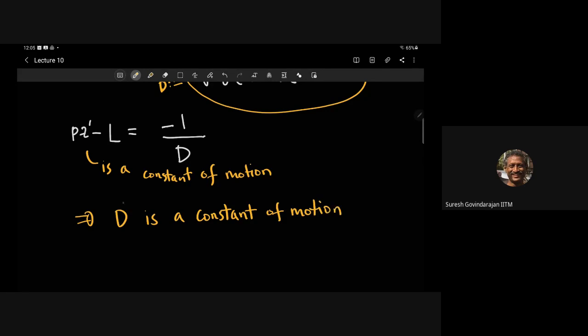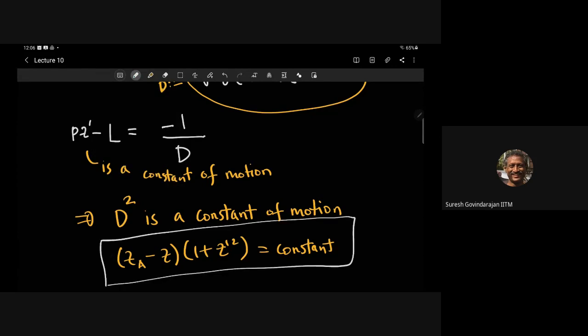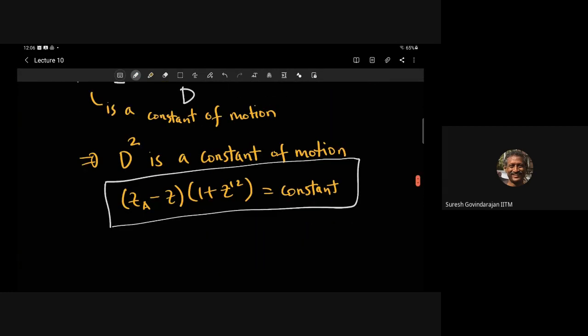And we can do even better. We can say D squared is also a constant of motion. Okay, so we get something very nice. It says that (Z A minus Z) into (1 plus Z prime squared) is equal to a constant. We still need to do one more integration to get Z as a function of x, but if you go back, I think this was stated without proof.